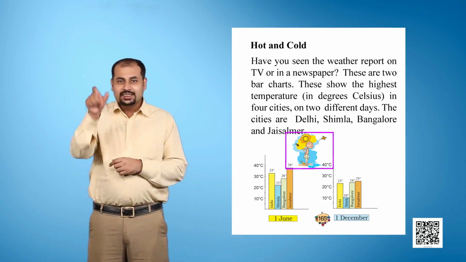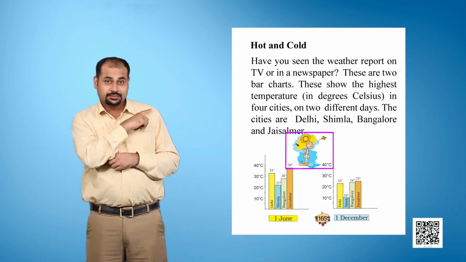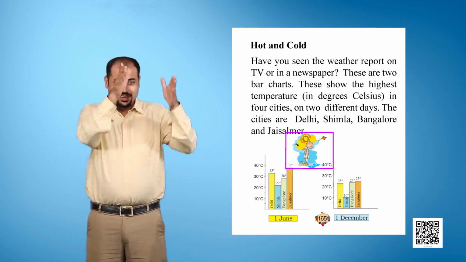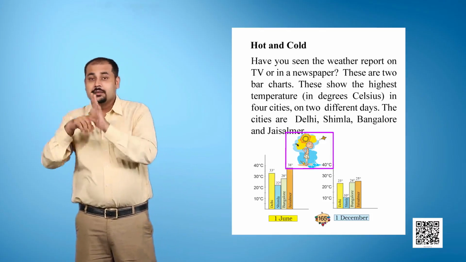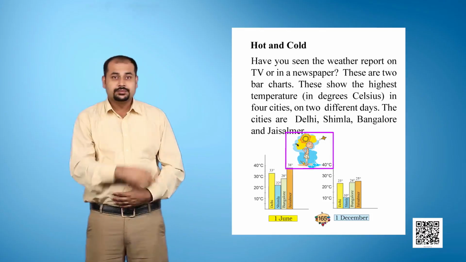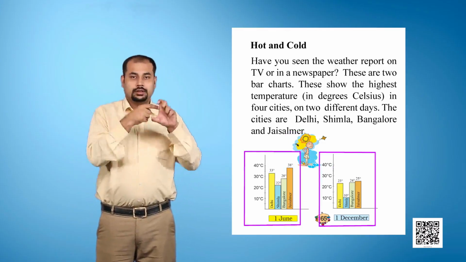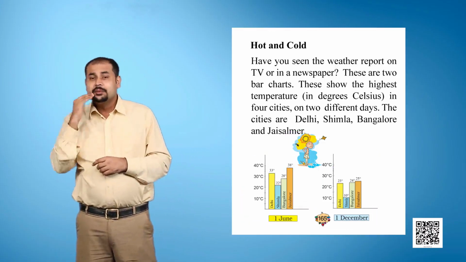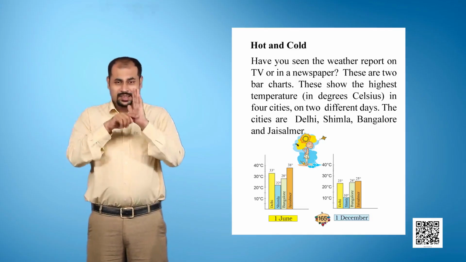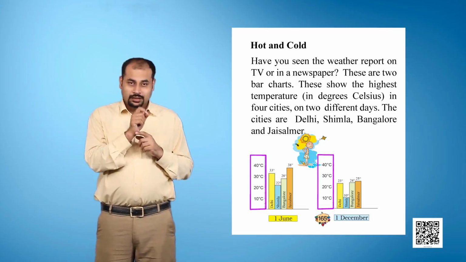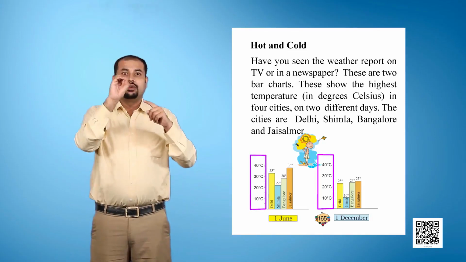Below this we see a picture of a boy standing on a beach under the hot sun and wondering what's life like. Towards the right we have two bar charts. The dates are for 1 June and 1 December. The temperatures on the vertical scale are between 10 degrees Celsius and 40 degrees Celsius.